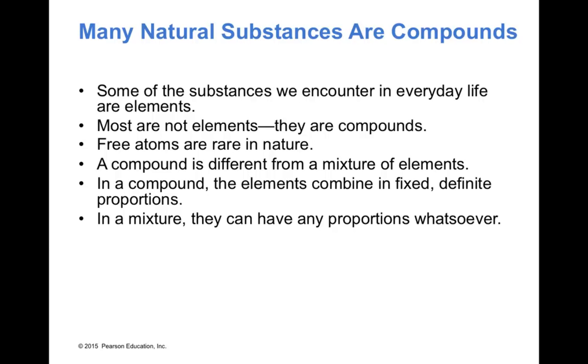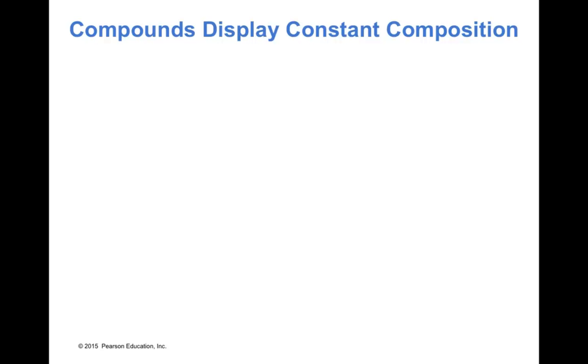But in a specific compound, even though you have a pound of that compound, or 1 kilogram, or 1,000 kilograms, the proportion between the elements that produce that compound is always going to be the same. H2O, for example, for water. Compounds display constant composition.